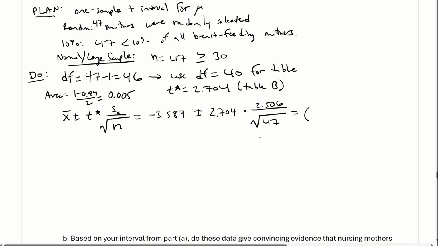All right, and if we do this, we get about, this is just roughly, negative 4.569, negative 2.605%. All right, so there's my confidence interval. And then we got to conclude.